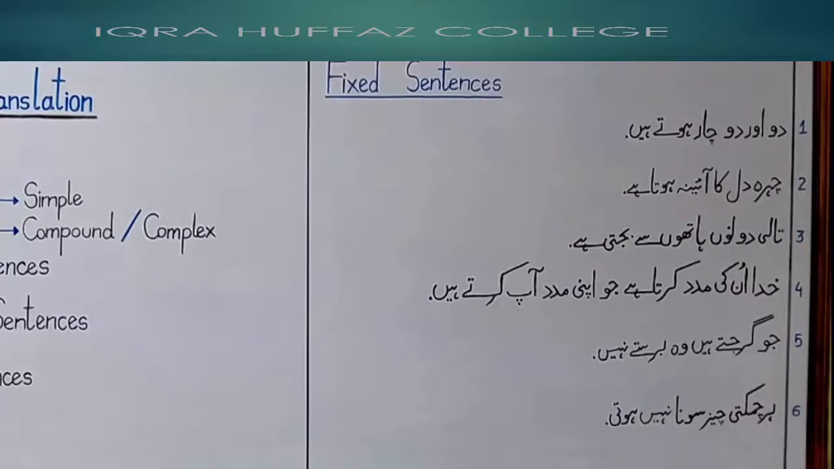Number 1, दो और दो चार होते हैं. Number 2, चेहरा दिल का आईना होता है. Number 3, ताली दोनों हाथों से बजती है. Number 4, खुदा उनकी मदद करता है जो अपनी मदद आप करते हैं। नंबर 5, जो गरजते हैं वो बरसते नहीं। नंबर 6, हर चमकती चीज़ सोना नहीं होती। You people have to translate all these sentences into English as I told you in the last video lectures.